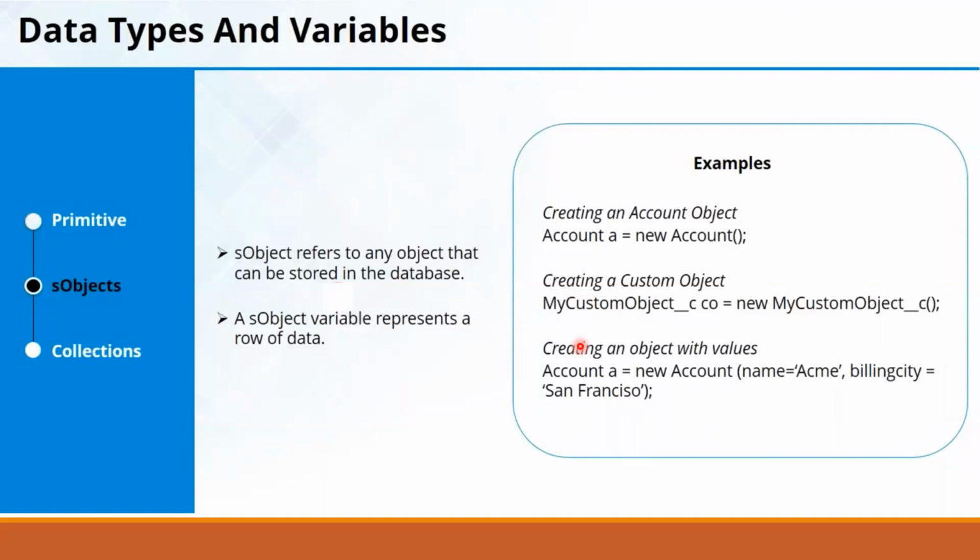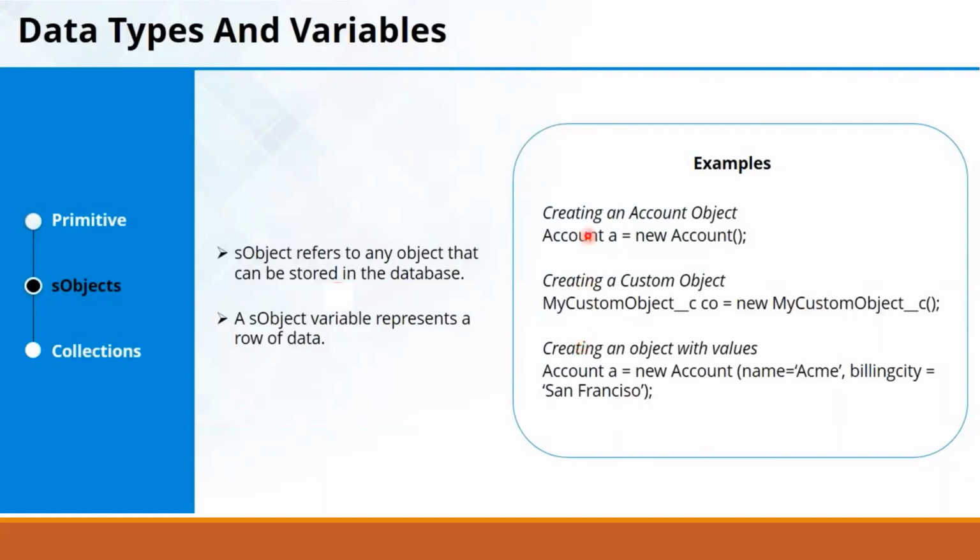So the second data type is S object type. What is S object? Any object that can be stored in the Salesforce database is called S object. Whether it's a custom object or standard object, it should be a Salesforce object. S object stands for Salesforce object.